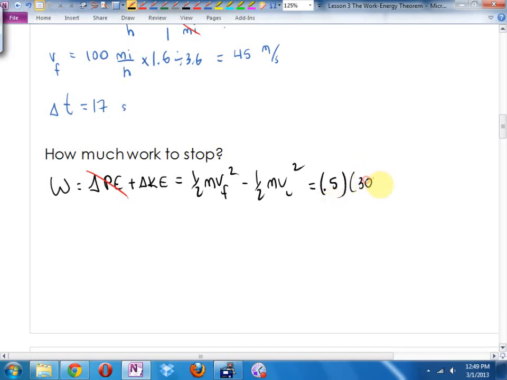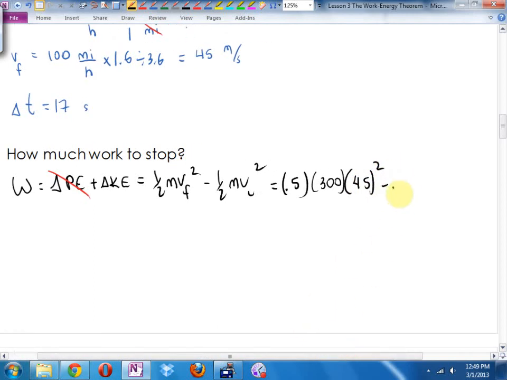Okay. V final was 45 squared minus 0.5, 300, 100 squared. By the way, did the bike lose energy or gain energy? Should I get a negative or a positive answer? I think in terms of the work that was done on the bike, it's negative. Now, that energy had to go somewhere. We'll talk about that in a second.